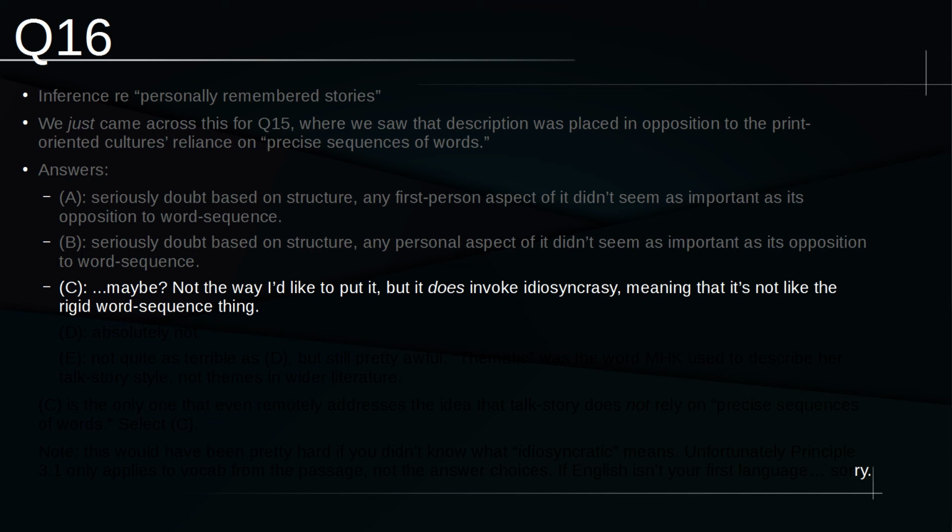C is a maybe. Compared to A and B, it does finally invoke idiosyncrasy, meaning that it's not like the rigid word sequence thing. It's not the way I would personally choose to characterize what the passage says, but it at least comes closer, I think, than A and B. So that's a maybe, but I really do have to check the others here. No, D, absolutely not. Absolutely not. In making it so, the retention of memory of precise sequences of words, this is the exact opposite of what we're supposed to go for.